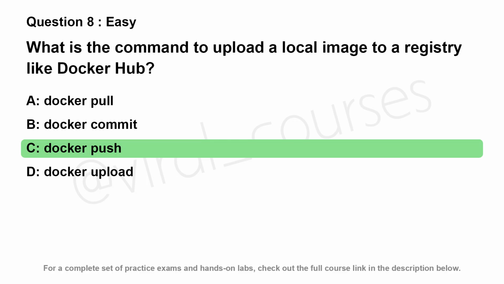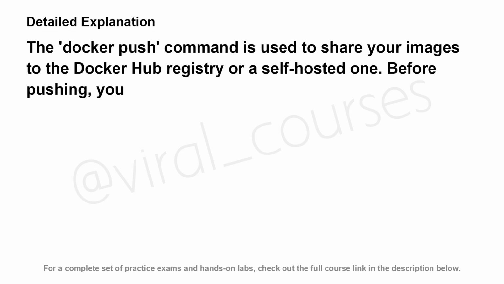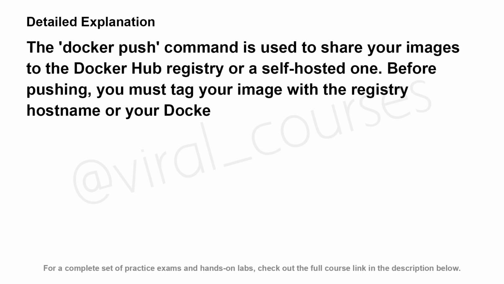The correct answer is C. The docker push command is used to share your images to the Docker Hub registry or a self-hosted one. Before pushing, you must tag your image with the registry hostname or your Docker Hub username using docker tag.